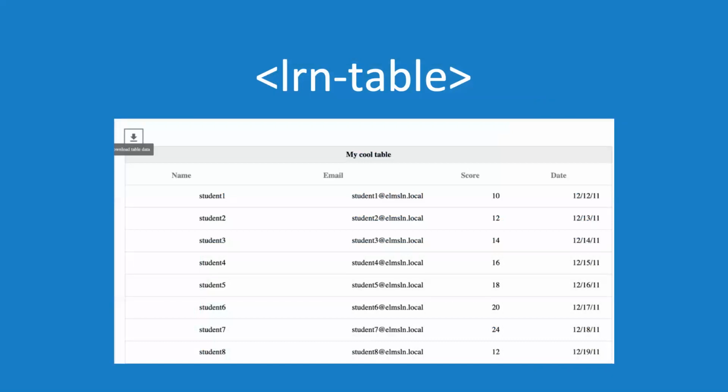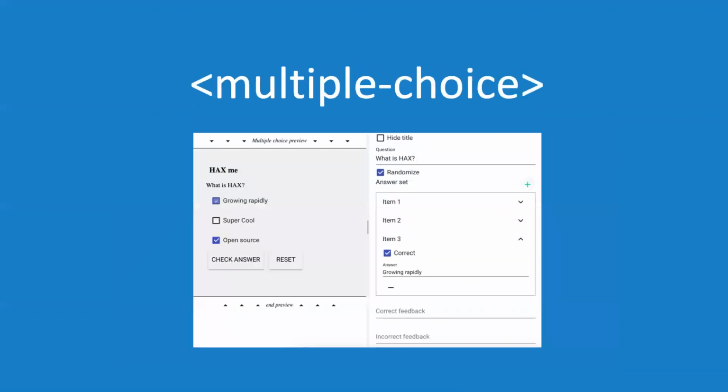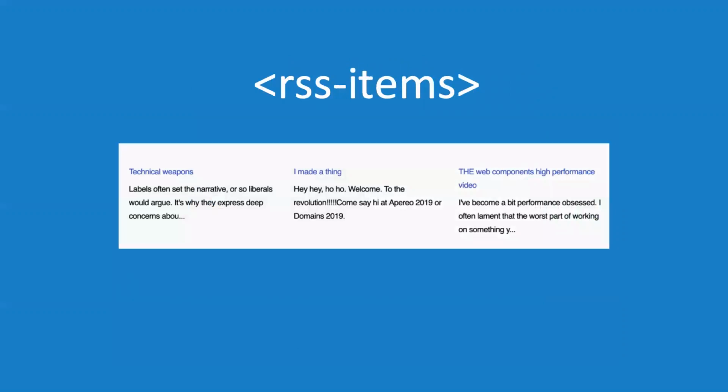If you need to present a CSV, a table of data entry, instead of typing TRs and TDs and things and wanting to kill yourself, the LRN table tag or CSV-render tag, they're able to actually just take a .csv file on the front end and just turn it into a 100% accessible table automatically. Maybe you want to ask people a question. We've got a multiple choice tag. Maybe you want to render RSS. We've got a RSS items tag.